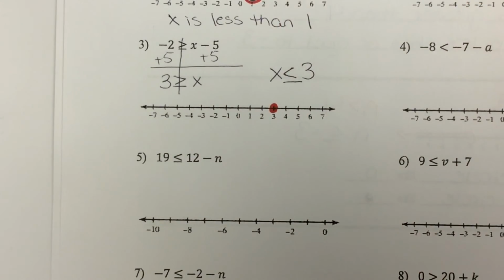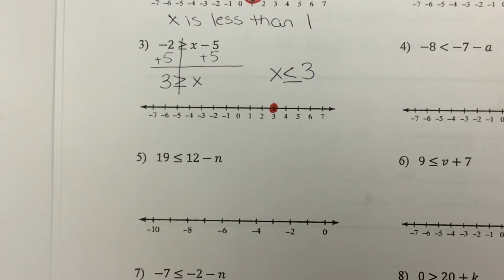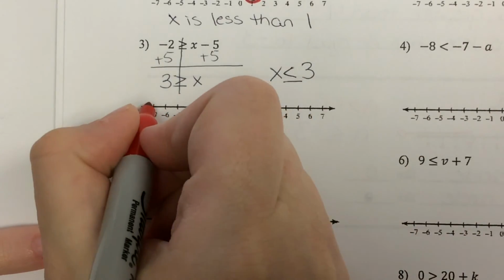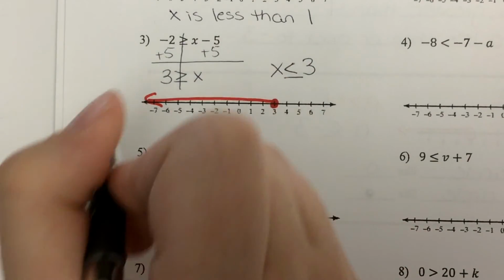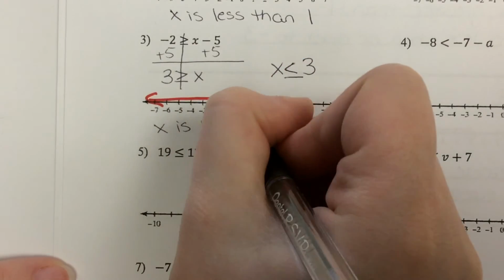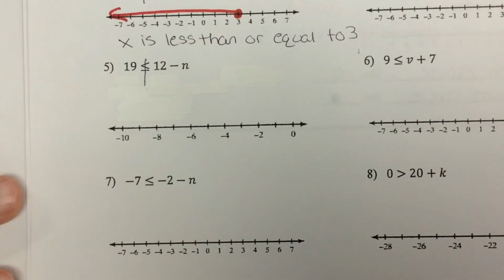All right, so now we can read it. X is less than or equal to 3. So we're talking all of the numbers that are less than 3, so we got to go in this direction again. Okay, and closed circle because, like we said, it's less than or equal to. So X is less than or equal to 3. All right. Okay, let's move on to number 5.